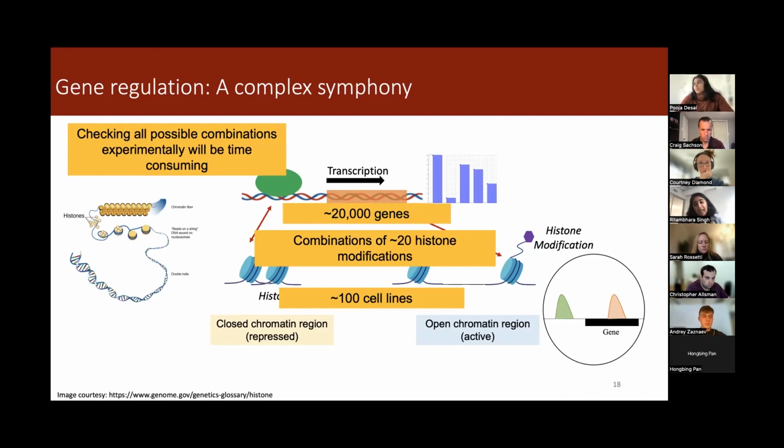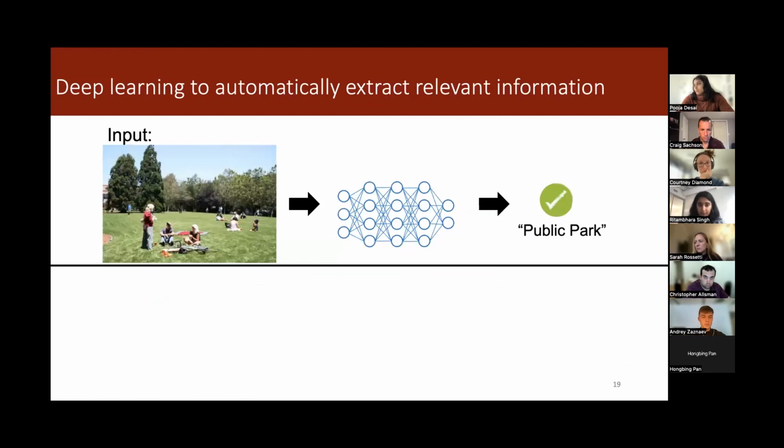So we decided to tackle this task back in 2016, which is learning the relationship between histone modifications and gene expression using deep neural networks. The reason we decided to do that was because of this property of the layering of neural networks that allows the network to not only capture local features, for example, when we are classifying this image as a public park, but the later layers can also capture the combinations or complex interactions between these local features to make an accurate prediction.